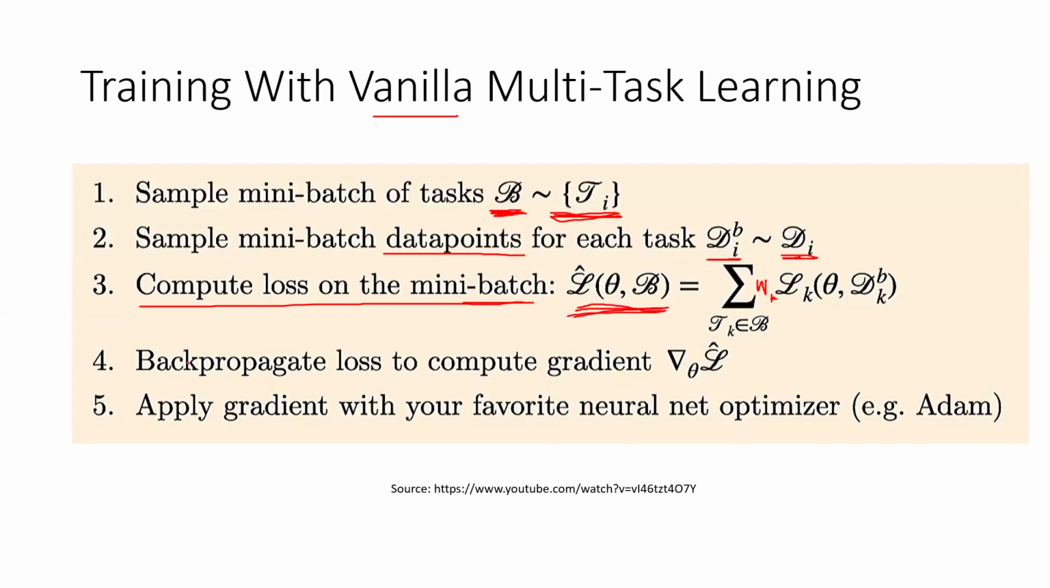And then, as usual, we backpropagate the loss to compute the gradient, which is represented like this. This is the gradient calculation for the parameters theta for the loss function which we have defined here. Then you can apply gradient descent with your favorite neural network optimizer. Generally, Adam is the optimizer that we use. You can use it, and then you can optimize to get the theta values. So this is what we do with multitask learning.